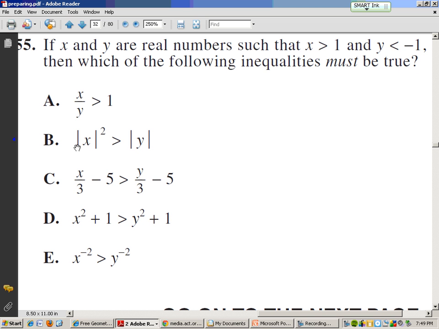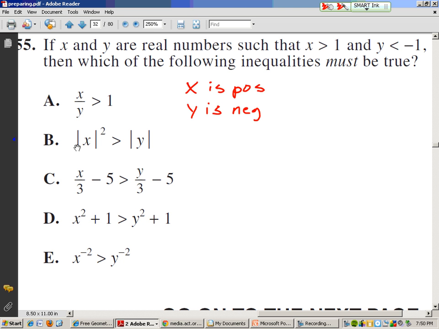Okay, if x and y are real numbers such that x is bigger than 1 and y is less than negative 1, then which of the following inequalities must be true? So if x is bigger than 1, y is less than negative 1, which of these have to be true? So really, what are we saying? X is positive, and y is negative. So let's just look at that first and see if we can eliminate any.